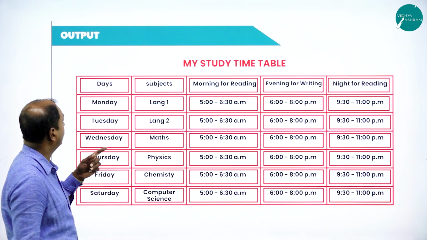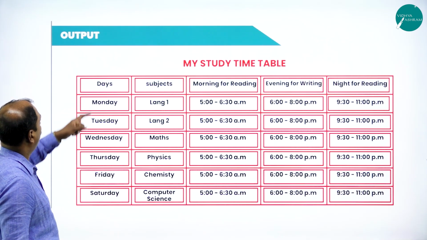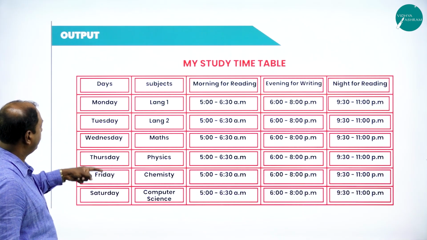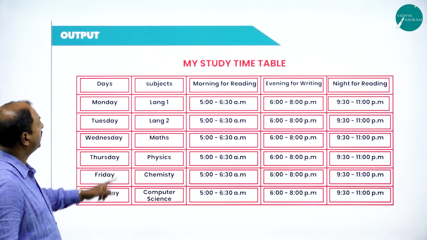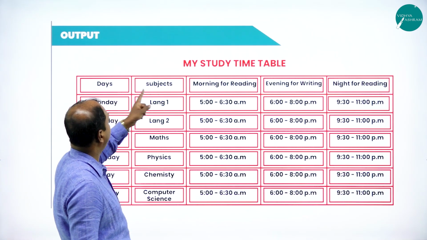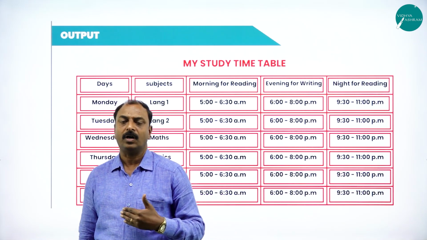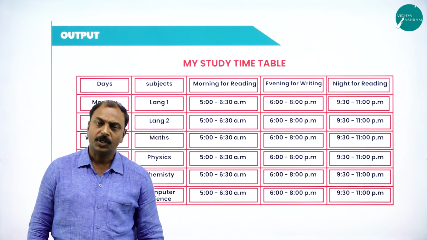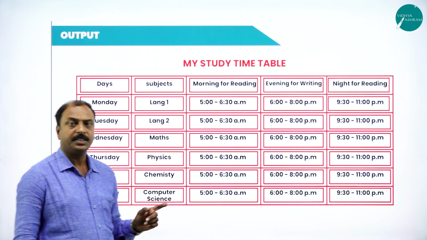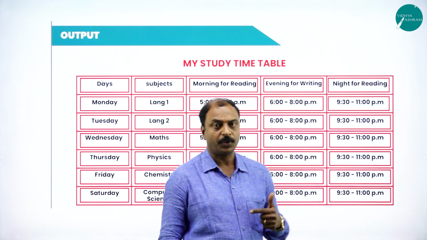In this example, you can see there are 1, 2, 3, 4, 5, 6, 7 rows. And how many columns are here? 1, 2, 3, 4, 5. There are 5 columns, and here we are using TR, that is the TR tag, which stands for table row.